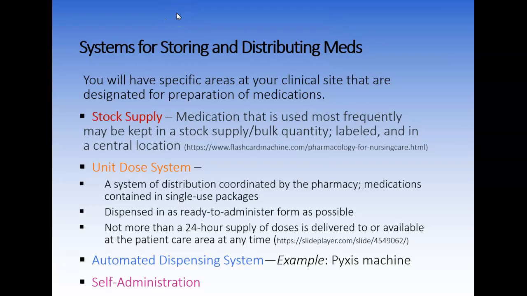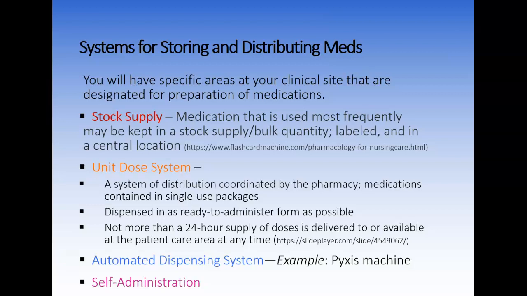You have specific areas, if you haven't seen them already, at your clinical site where you're designated for preparing or storing medications. One of the things that you'll see is a stock supply. That's a medication that's used most frequently on a shelf, or it's supplied in bulk quantity, in a central location. A good example would be IV fluids that are stored. So you would have to go to a central location to get that.